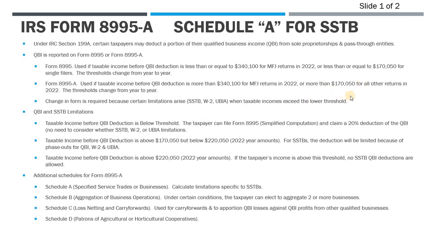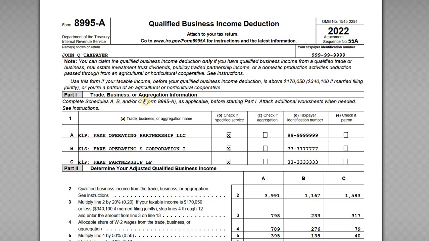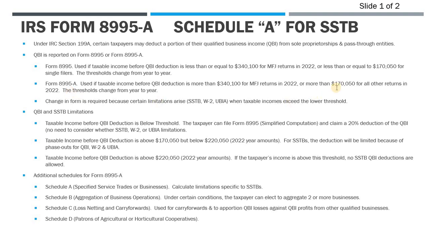When your income gets high enough and it's above these thresholds, now you've got a little more work to do, and that's what we see on the 8995A. If you were to look at the 8995A and compare it to the regular 8995 simplified QBI deduction, that one is much shorter, right? You're looking at a page versus a couple pages. So it's a much more complicated calculation when we have higher income, and that's what we're going to see in this example here.